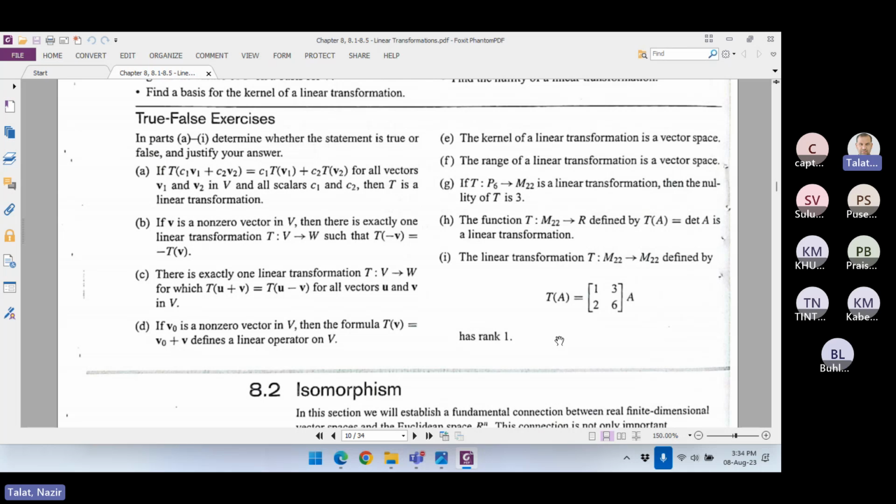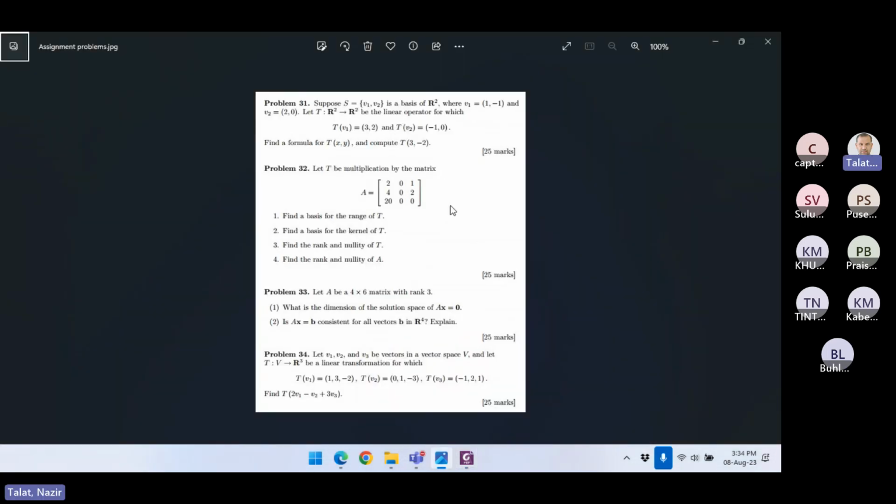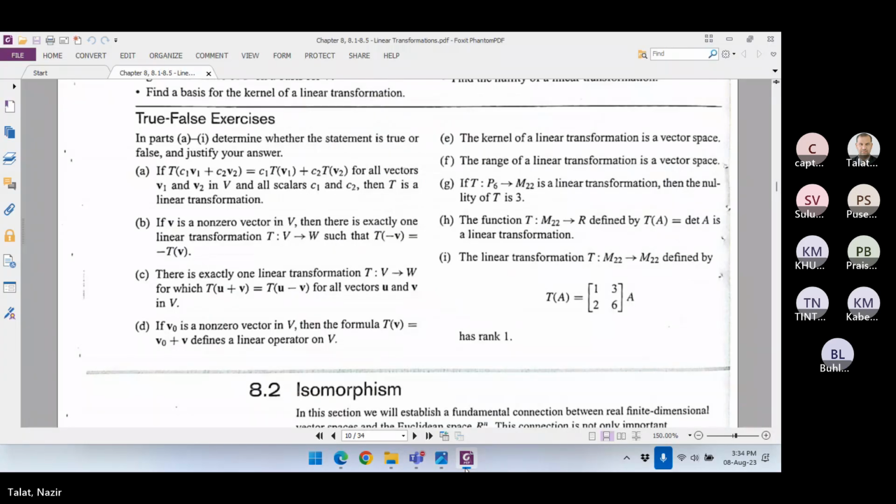This statement is true. Sorry, sir, before you proceed, on question 3, number G, I didn't get what you said. So is it true or false that the nullity of T is 3? Yeah. Okay, look, T is a transformation from P6 to M2x2.